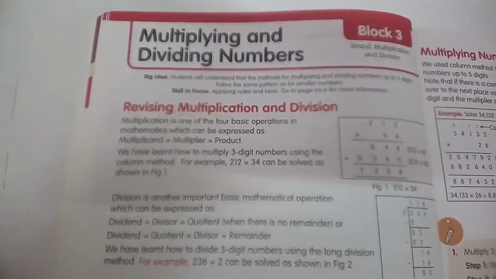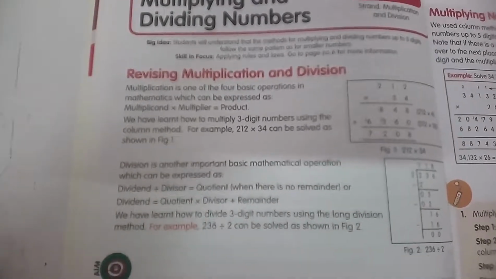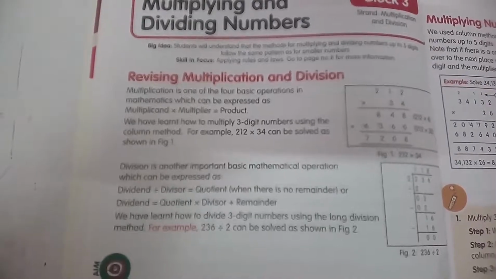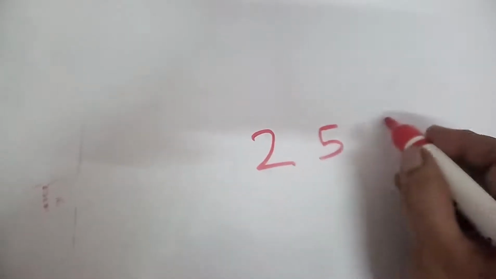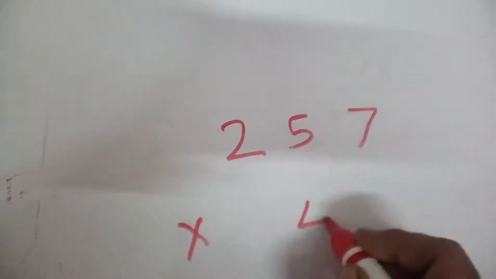You know how to multiply the numbers very well. Today we are going to solve the exercise on page number 18. So I am writing the example before you. Multiply 257 multiplied by 43.